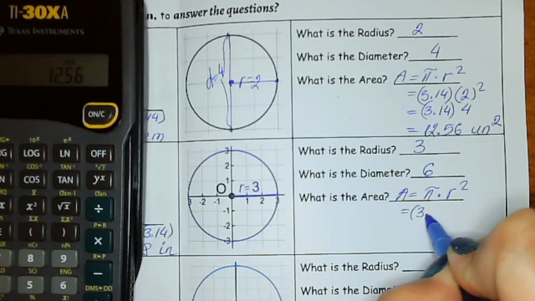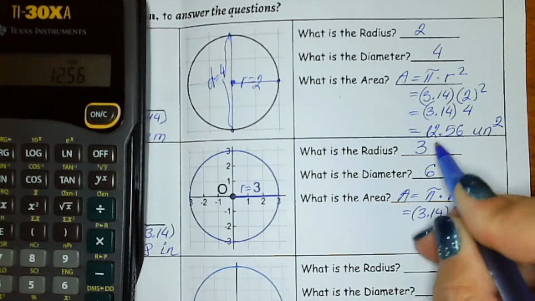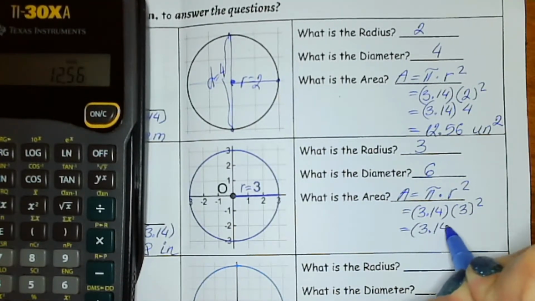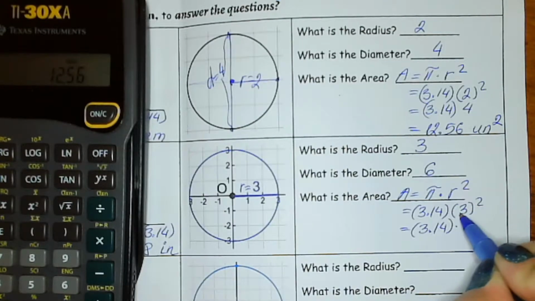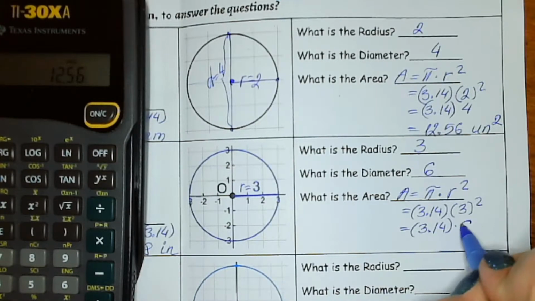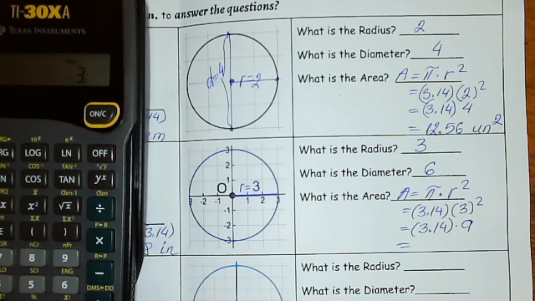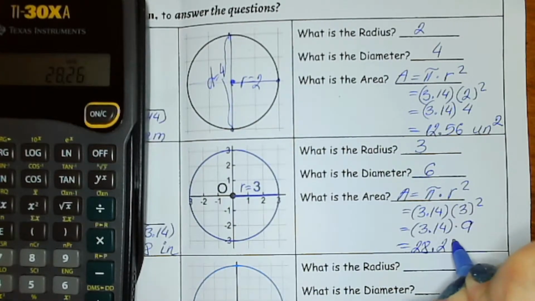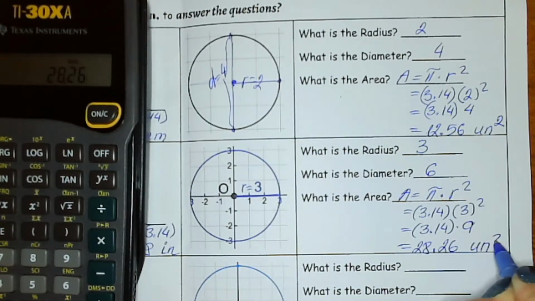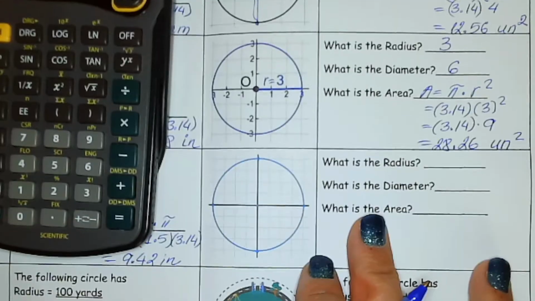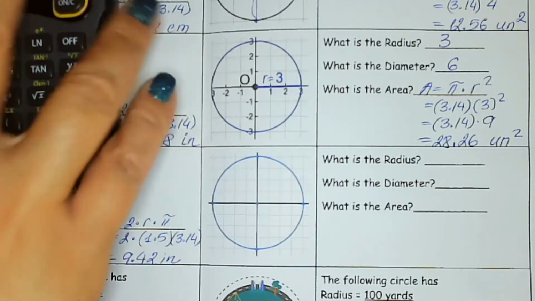Really important. When you square the radius, let's say here we have 3 to the second power. 3 to the second power means 9, because 3 squared means 3 times 3, the base times itself. 3 times 3 is 9, so 3.14 times 9 is 28.26. And then our units are squared. Area is always square units, whether inches squared, feet squared, centimeters squared, the units are square units.